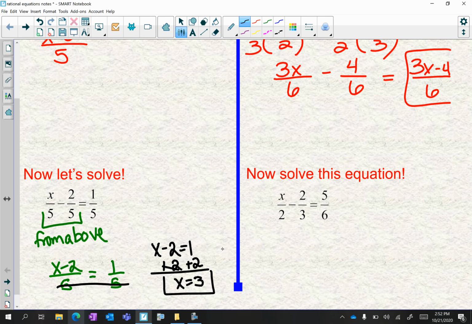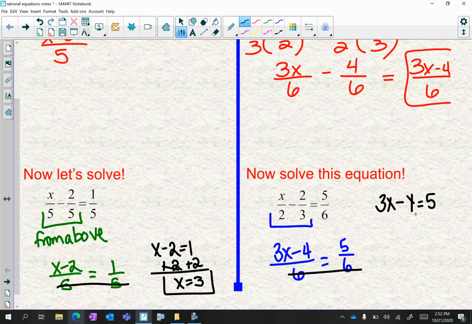So I'm going to do the same thing on the right side. Once again, if I didn't already have this part from up above, I would have to do that. But I do, so I'm just going to copy it from above. I have 3x minus 4 over 6, and on the right side, I have 5 over 6. I have a common denominator. I can cross them out and just work with my numerators. So I have 3x minus 4 equals 5, and I'm just going to solve from here.